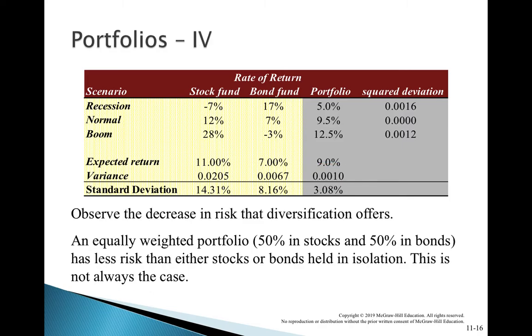Hope it is clear. Again I am reading. Now I will directly read the values. 50% square multiplied by 14.31 square plus 50% square multiplied by 8.16 square plus 2 multiplied by 50% multiplied by 50% multiplied by 14.31 multiplied by 8.16 multiplied by minus correlation 0.996 will give you 3.08.